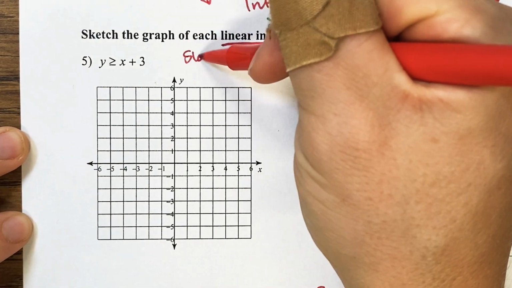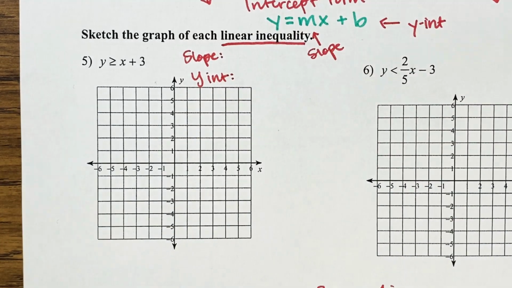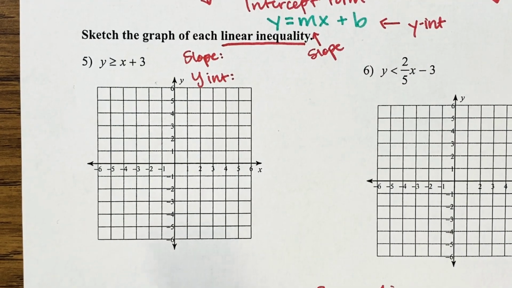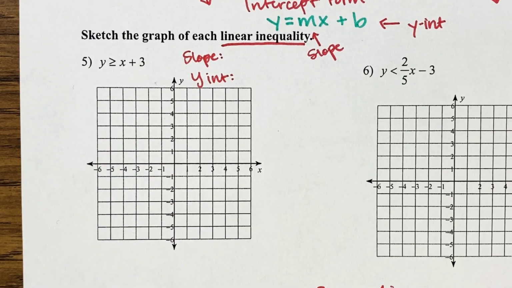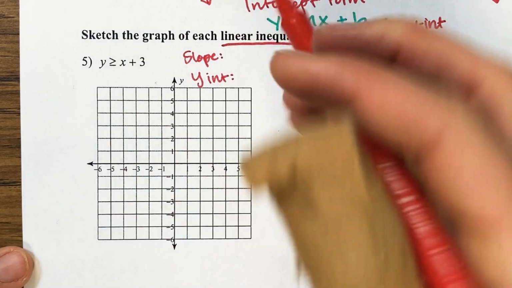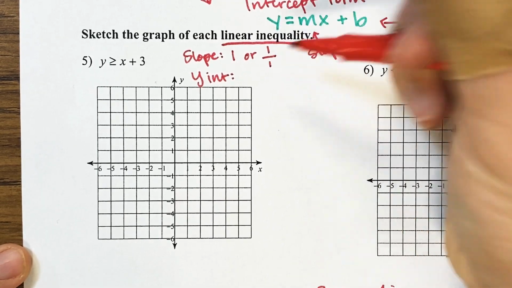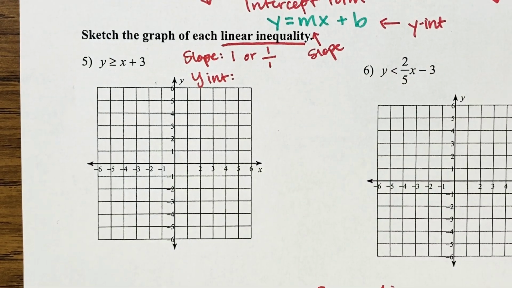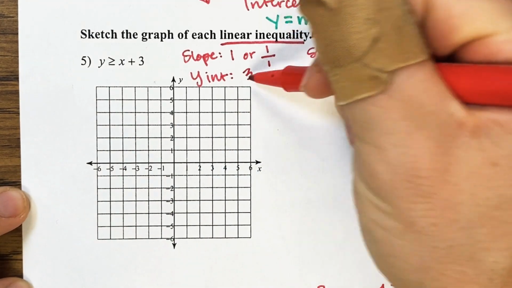So for number 5, let's identify our slope and our y-intercept. For number 5, what is the number that is right in front of the x? Remember it's an invisible, creepy number. It is 1. Or you can rewrite it 1/1. Beautiful. What is my y-intercept? My y-intercept is that +3.